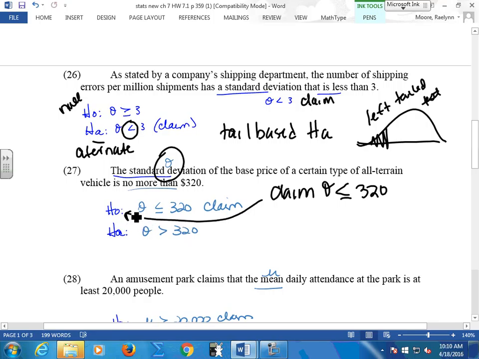So, HA is its complement. Everything but that. So if it's less than or equal to, the complement is greater than. If it's just less than, the complement is greater than or equal to. So this test, what type of a test are we going to do for this? Where's your arrow pointing? To the right. We're going to do a right tail test. So when we test this, we're going to shade like this.